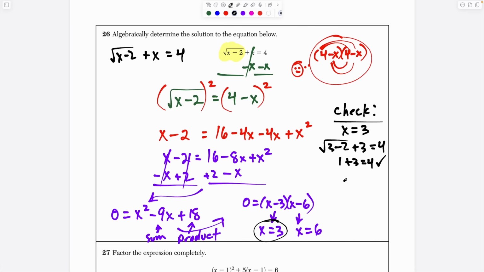And then we plug in x equals 6. So when x is equal to 6, we get square root of 6 minus 2 plus 6 is equal to 4. And this one, here's the problem. Square root of 6 minus 2 gives us square root of 4, plus 6 equals 4. And this one is not true. 2 plus 6 equals 4 is not true. So we're going to have to reject this solution here and just go with 1. All right, that's a lot of work for a 2-point question, but it's something that we need to do here.